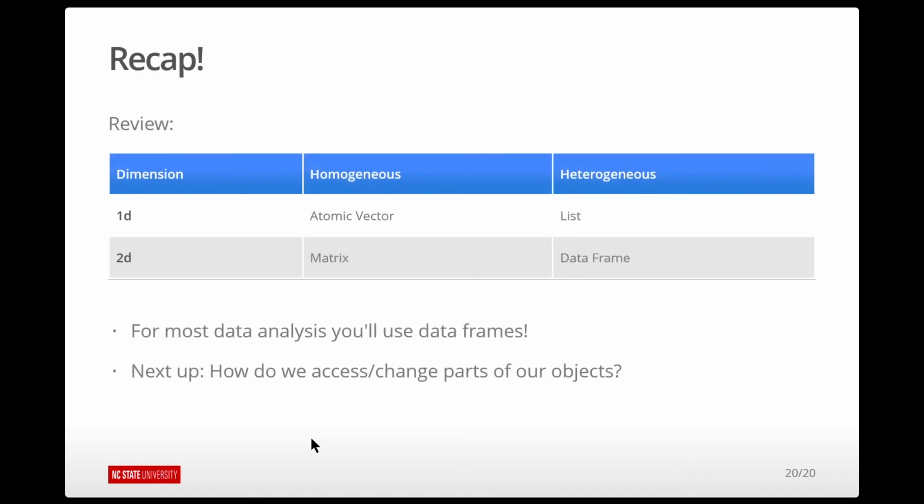So here's a little recap and review. If you're dealing with one-dimensional, you're probably in atomic vector or list form. Atomic vector just means that everything within there needs to be of the same type, so homogeneous. And then a list can be heterogeneous. You can have a vector in the first one, a matrix in the second. If you're in the two-dimensional, if everything's the same, you're in a matrix. And if everything's different, or if things can be different, you're in a data frame.